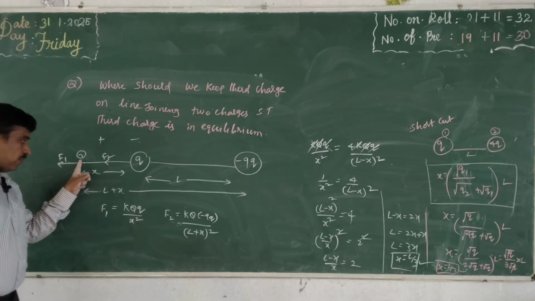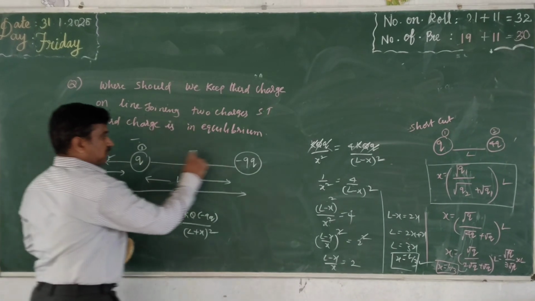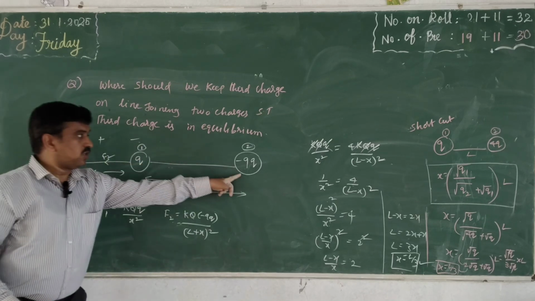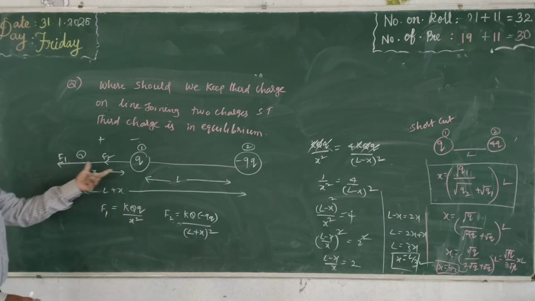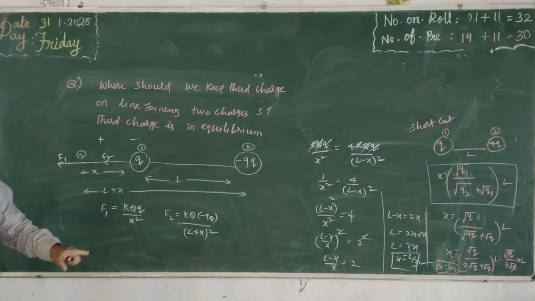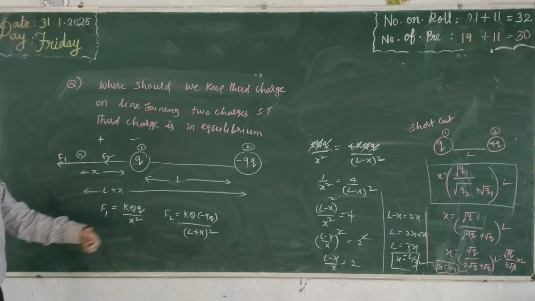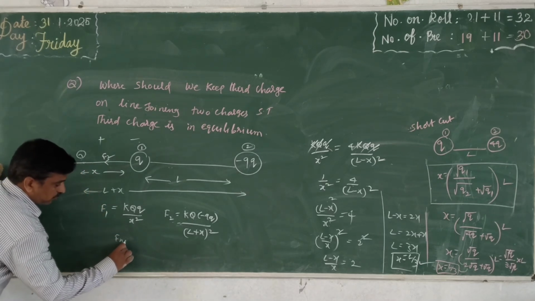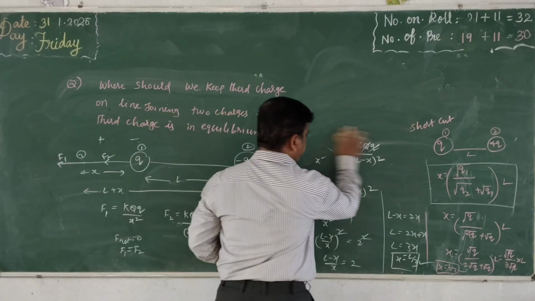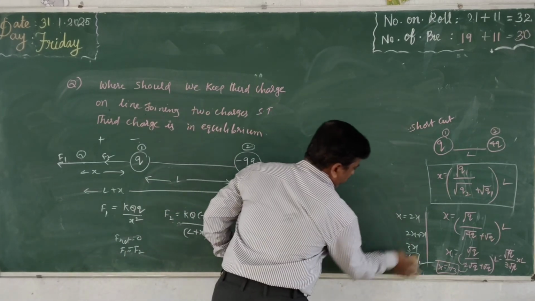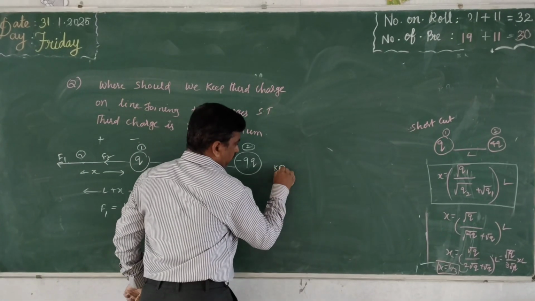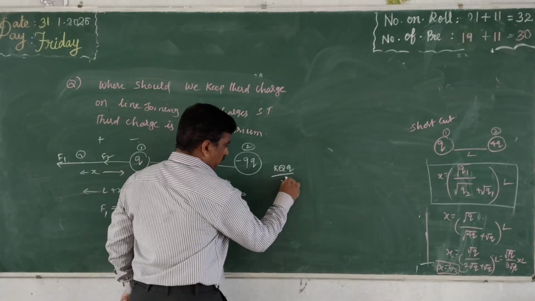See, force on capital Q due to the first charge; this is the first charge, this is the second charge. Due to this charge, force is acting on this one, that is F1. Due to this charge, force is acting on this one, F2. F1 and F2 are in the same direction, but they are due to opposite charges. That's why the net force acting on the third charge is 0. So where should we keep it? For that we can find out. Here also F net equal to 0, so F1 equal to F2. So I write the force on capital Q due to the first charge, that is K capital Q small q by x square.